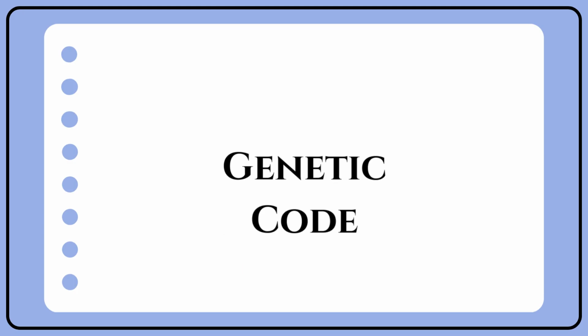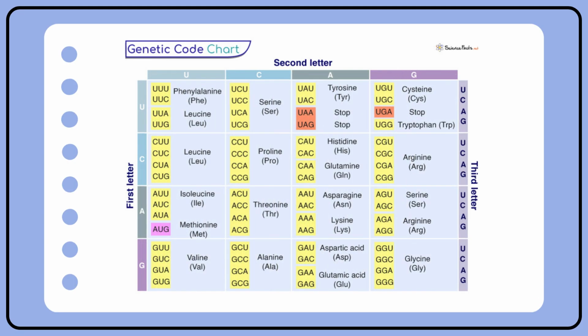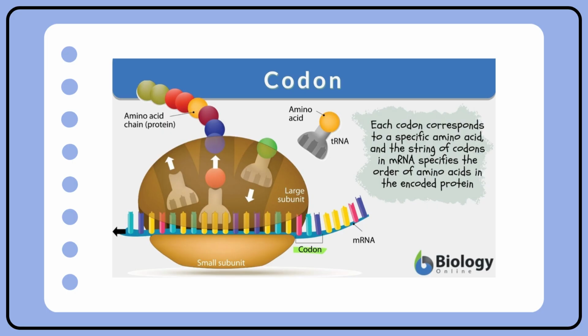That's because of the genetic code, the universal dictionary of life. This code is simply the set of rules your cells use to translate the 4-letter language of DNA or RNA into the 20-letter language of proteins. The fundamental unit of this language is called the codon. A codon is a sequence of 3 nucleotide bases. Each 3-letter codon specifies a single amino acid.